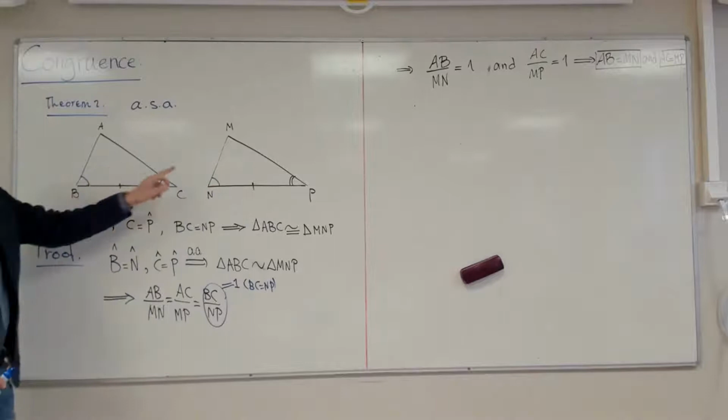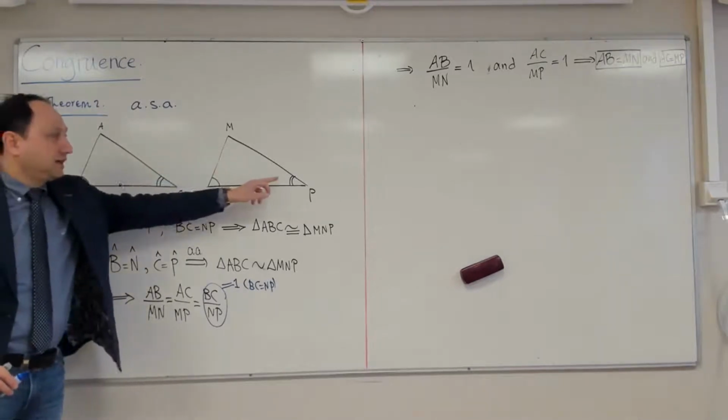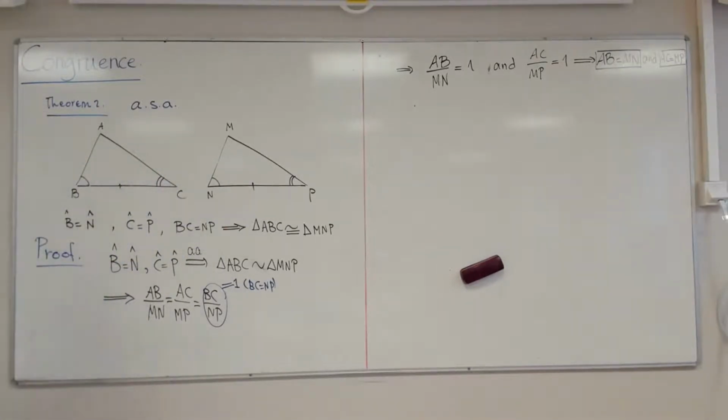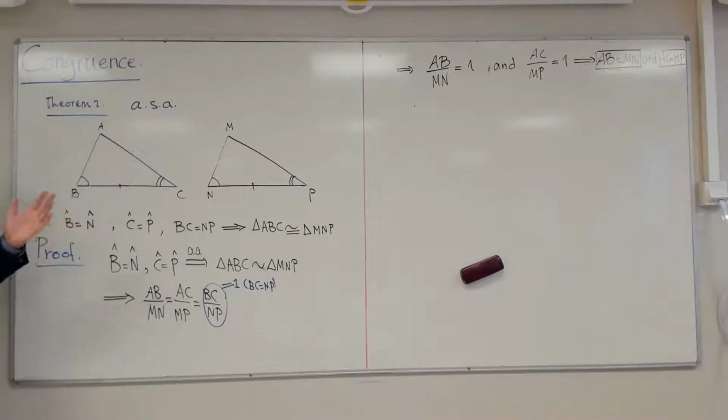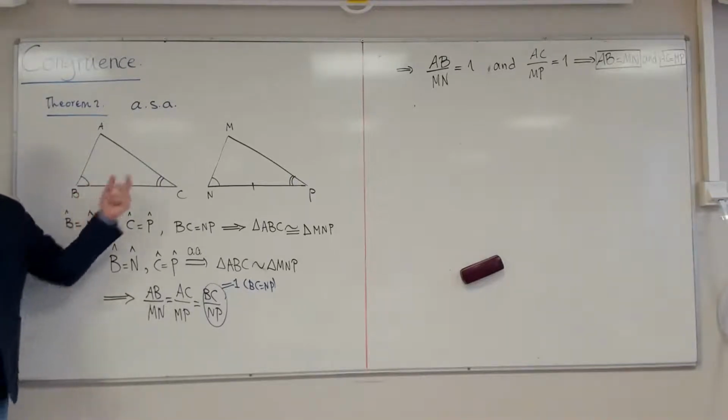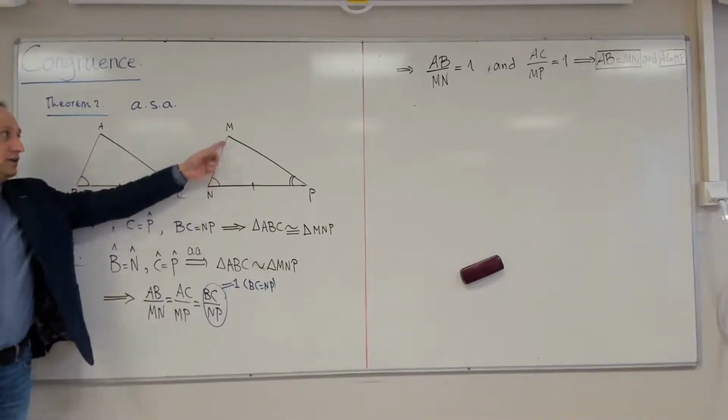I know this angle is equal to that angle. This angle is equal to that angle. There's one thing left to show: angle A equals... But that's automatically satisfied, yes? Yeah. Because the sum of the three angles should be 180. If two angles from one triangle are equal to two angles of the other, the last one should also be the same.